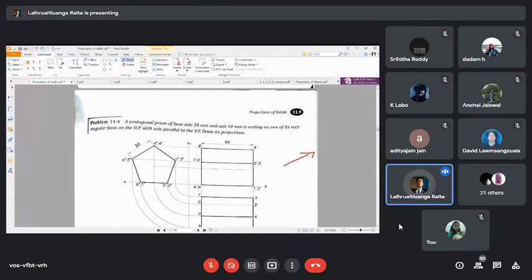All right, now we have a prism. We know that the face is resting on the horizontal plane, not the base, sorry, because the base is this one. The face is resting on the horizontal plane, and the axis of that solid is parallel to the vertical plane. When an axis of a solid is parallel to the vertical plane, then it is perpendicular to the profile plane, sorry.